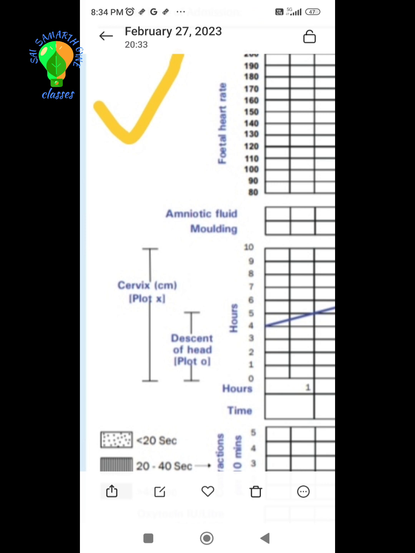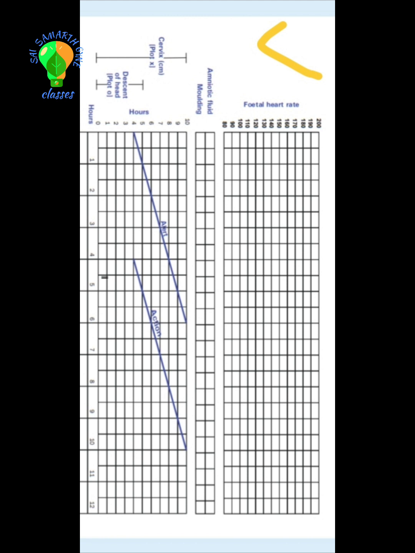I will begin with telling you about the first marking, which is fetal heart rate. It has to be marked every half an hour. It has to be counted for full 1 minute after every uterine contraction.